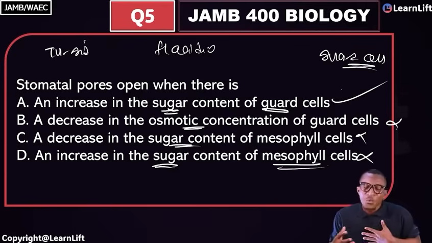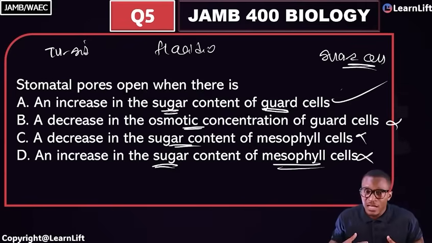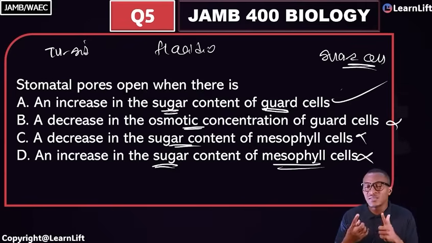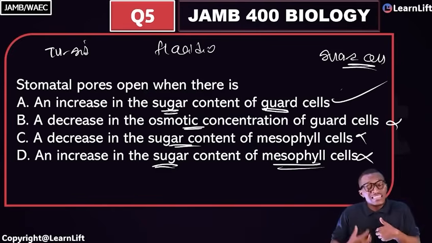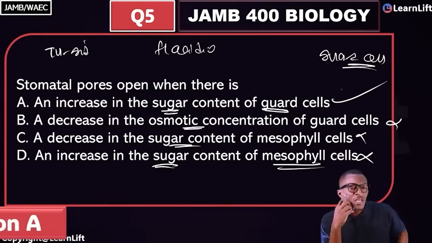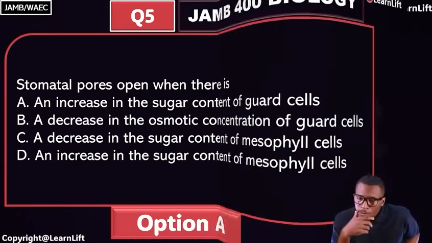What causes opening of stomata pore is turgidity. And what causes turgidity? When the guard cell concentration is increased more than the external environment. That means the guard cell is more concentrated than the external water environment. I'll give you a mental picture of the cell. Option A becomes the answer.